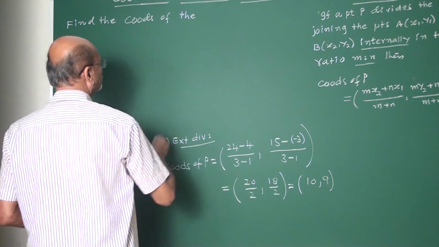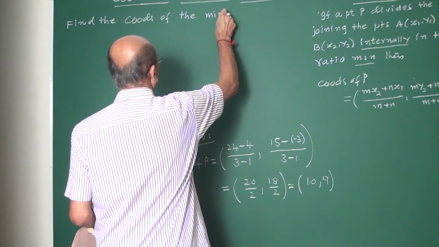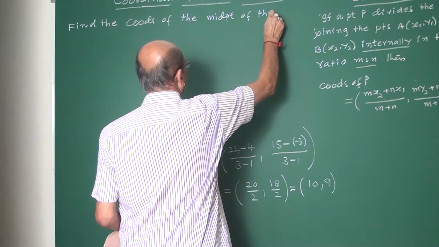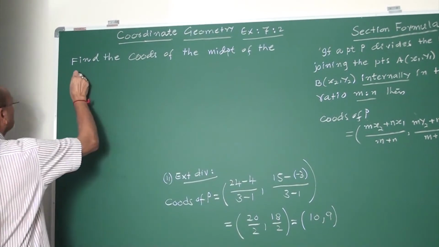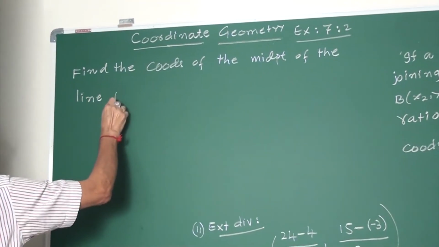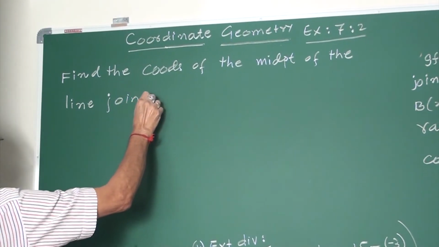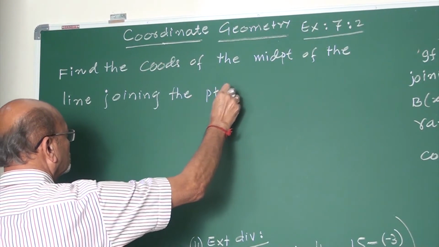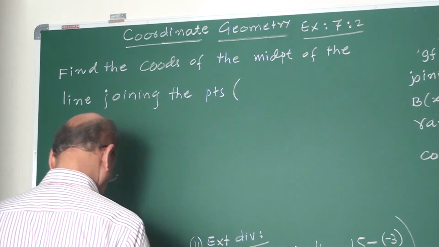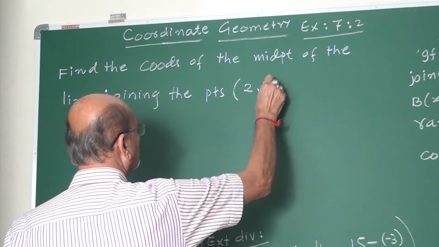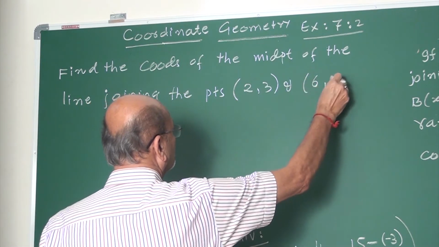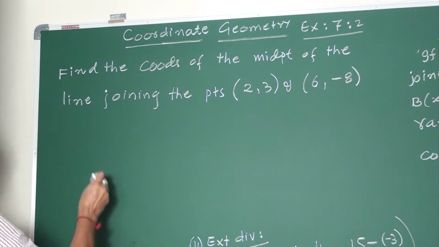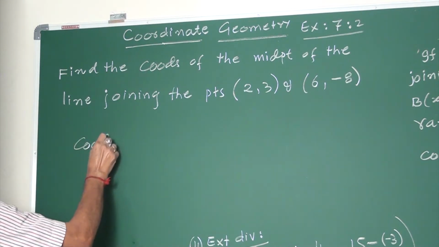Find the coordinates of the midpoint of the line joining the points. First (2, 3) and second (6, -8). Coordinates of the midpoint.